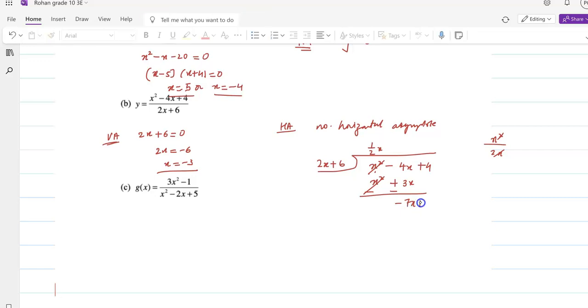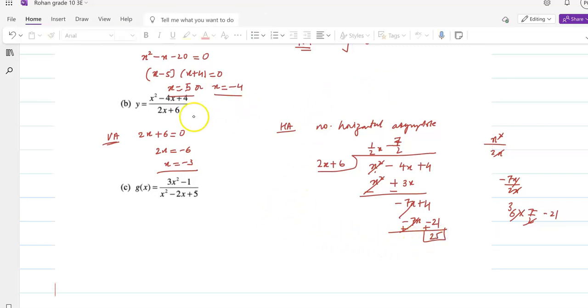Minus 7x. Now we bring down the 4. So minus 7x upon 2x, so minus 7 upon 2, that's 3.5. When you multiply this, you'll get minus 7x and minus 6 into 7 over 2, that's 21. Subtract it. 0 and 25. Correct?